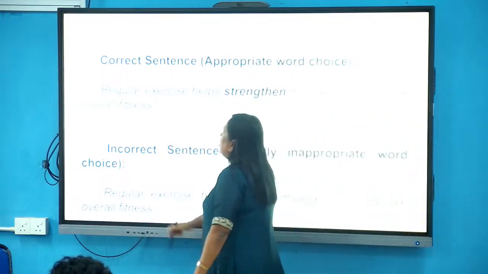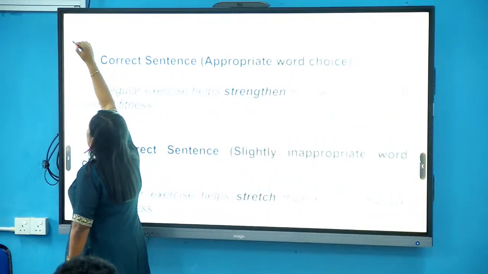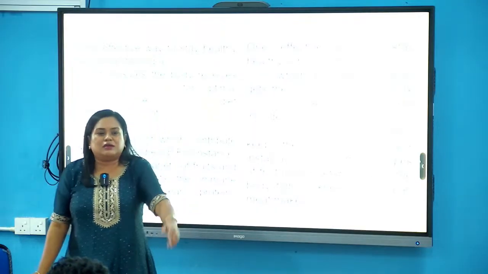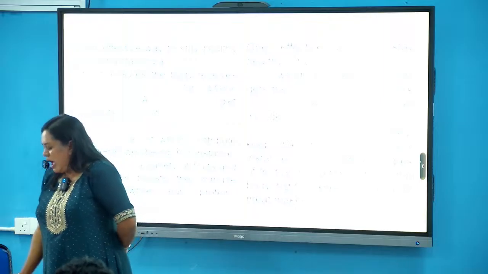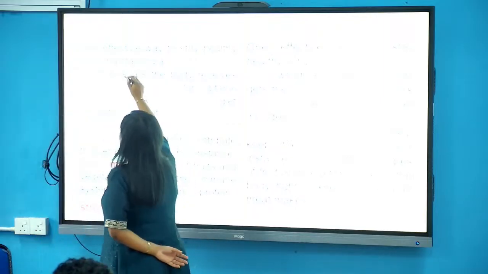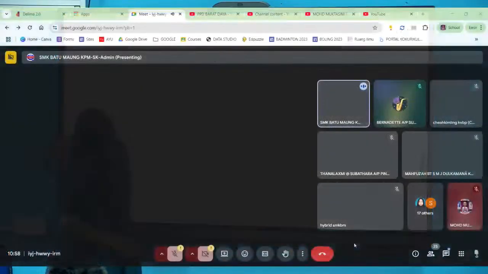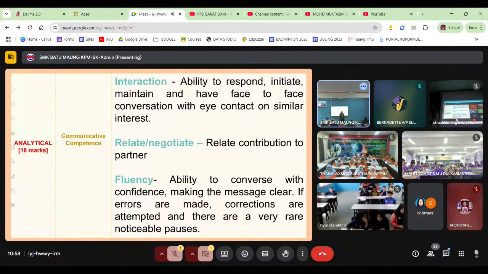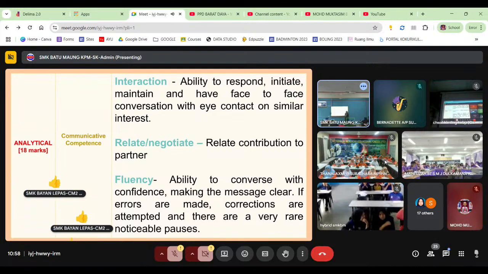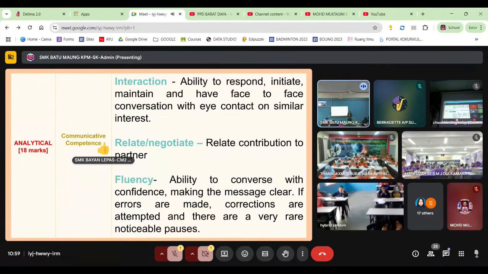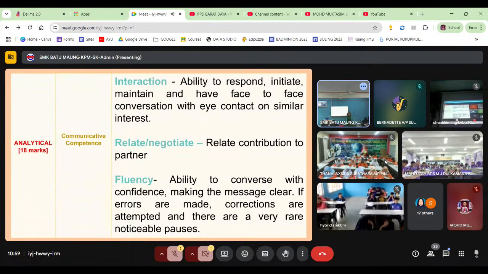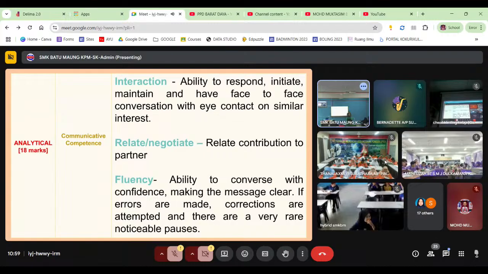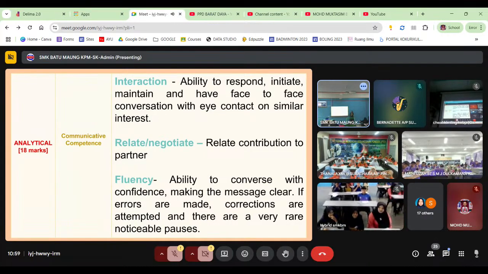Okay, moving on to communicative competence. What do we look at as assessor? What do we look at when it comes to communicative competence? Okay, we look at how well you can develop and elaborate a topic. For communicative competence, maybe you can make a note. Jot down: how well can you elaborate and develop your ideas?